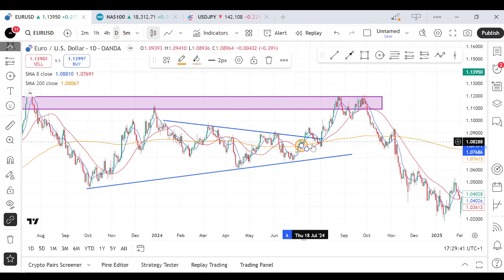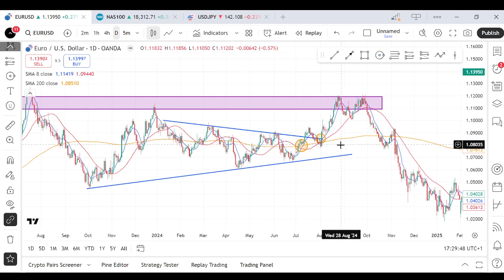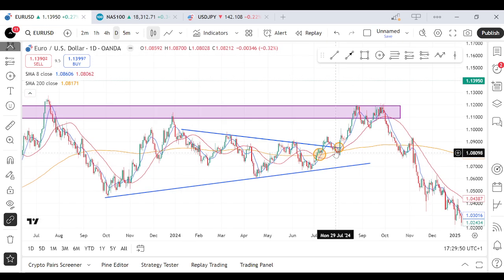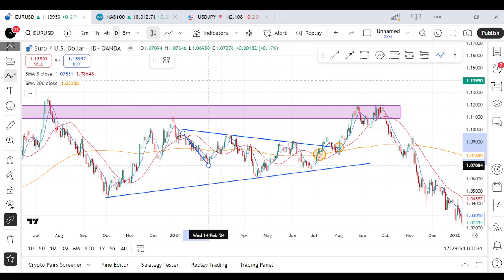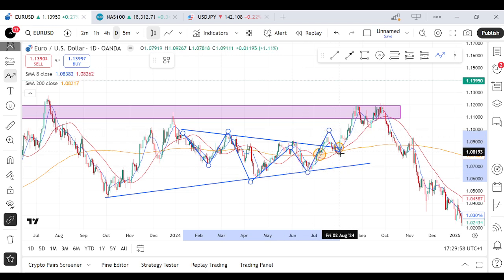So we have all of the crossover and alignments happening here such that they are all aligned at this area here, and this also coincides with our trend line breakout. We had this price giving us this movement and then we had our breakout retest.